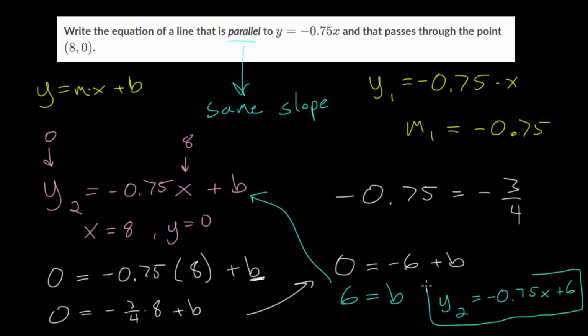And you can test this because it has the same slope of the line that's parallel to it. And if you plug in this point, you will get something that is valid or true. So if we plug in 8 here, we get -6 plus 6, which is 0. So it does go through this point here.